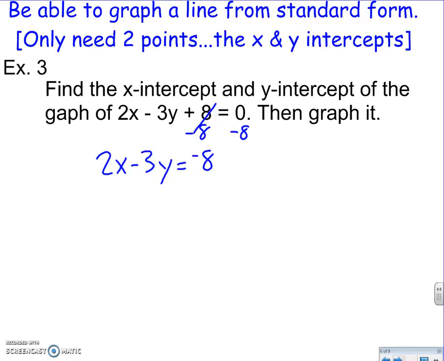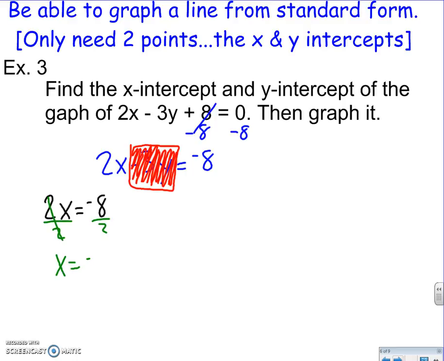To find the intercepts, we do what we call the cover-up method. You just ignore the letters and solve whatever's left. So if I want the x-intercept, I'm going to ignore this y part. So I'm going to block this out, pretend like it doesn't even exist. And what's left is the equation I solve. I just have 2x equals negative 8. If I solve that, just divide by 2, I get x equals negative 4. I know my x-intercept is negative 4, 0.